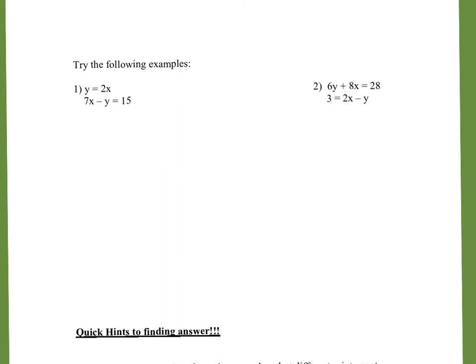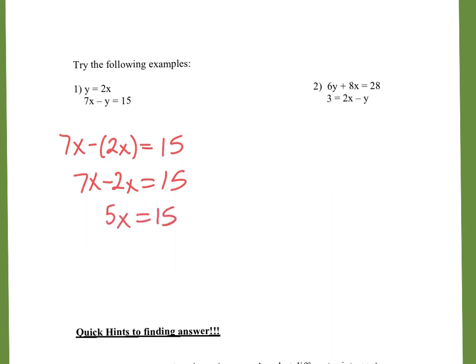Okay, first one. What'd you do? So we got y equals 2x and 7x minus y equals 15. Plugged in y to the second one? Okay, so this was just 7x minus 2x equals 15. What is 7x minus 2x? And what's x going to be? Yep, when you divide by 5, you get x equals 3.